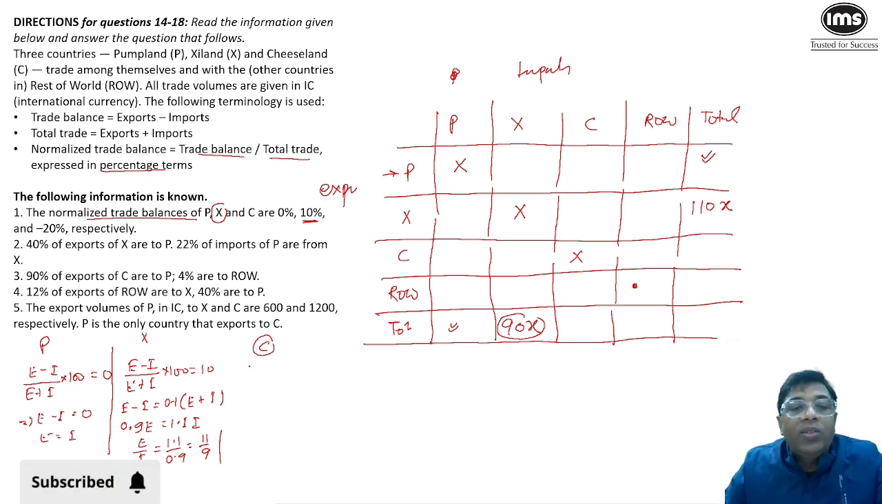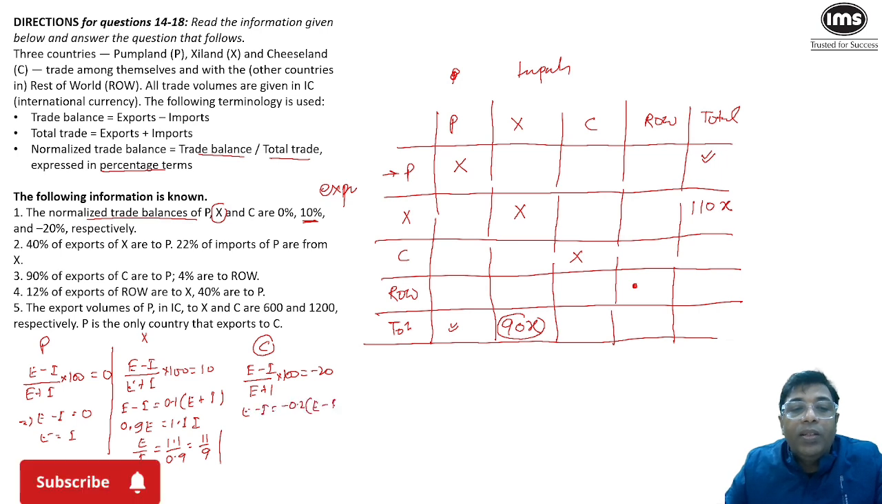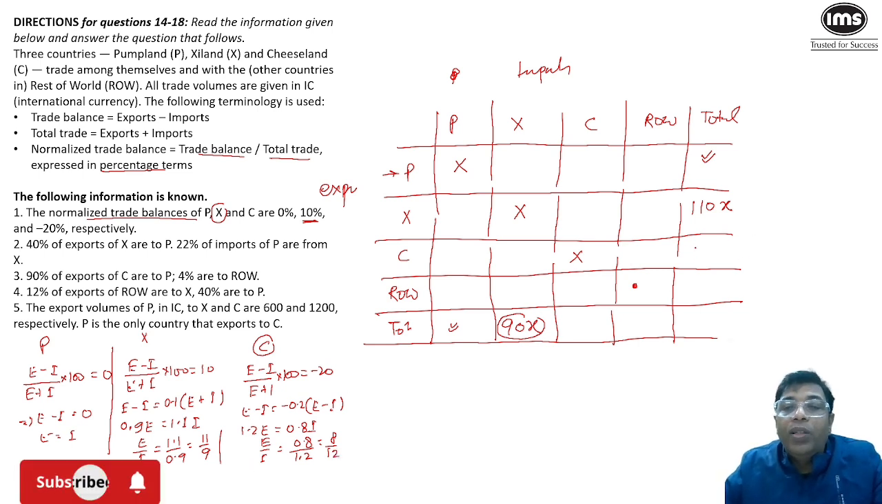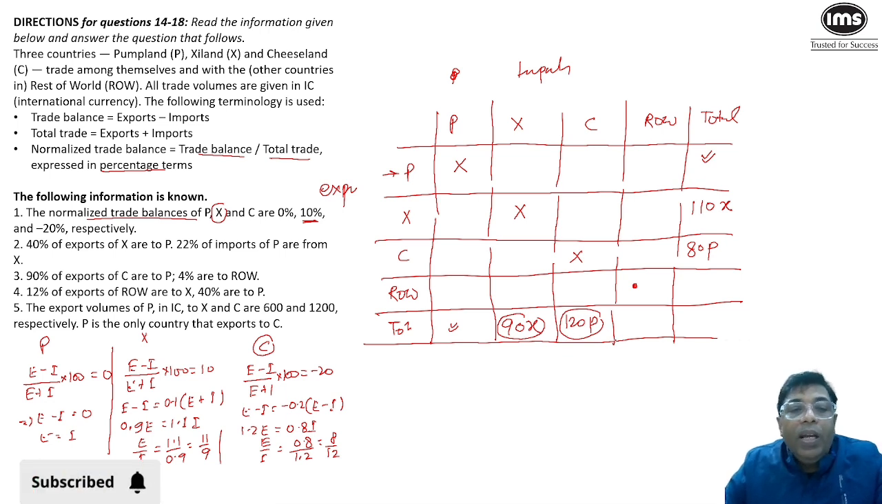In C's case, it is negative, so I'll take it with minus. E minus I upon E plus I into 100 is equal to minus 20. Simplified, E minus I is equal to minus 0.2 into E plus I. If you do that, then you get 1.2 E is equal to 0.8 I, which means E by I is equal to 0.8 upon 1.2. So 8 is to 12 is the ratio. So for this country, let's take export as 80p, then import will become how much? Import will become 120p. So that's how this value can be aligned, right?